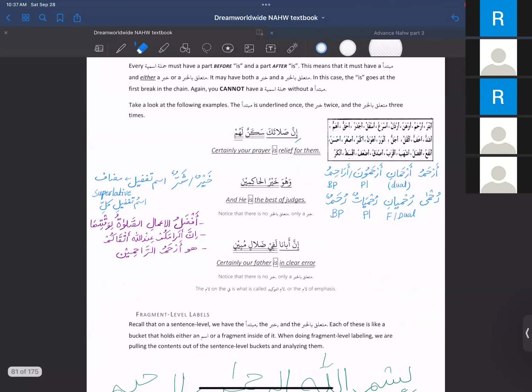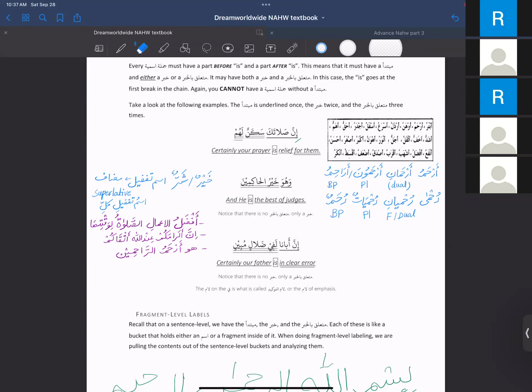Last class, we were analyzing this sentence. Inna salataka sakanun lahum. So this is a perfect order, right? Can someone label that? Inna salataka is mubtada. Sakanun is khabar. Lahum is mutalliq bil khabar. Okay, so now this is our macro label, right? Just worried about where is my mubtada, where is my khabar, where is my mutalliq bil khabar. So this is my macro label.